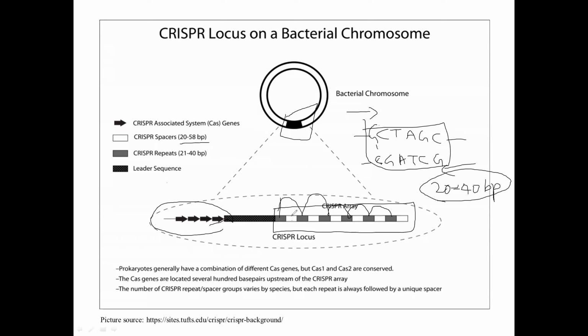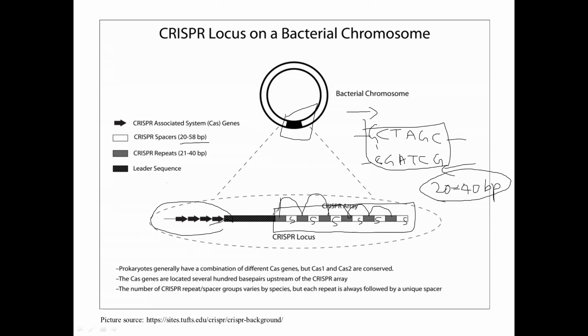And now these spacer sequences are all unique. That means the spacer here will be different from the spacer here, in sequence. Okay. They're all different in sequence. Every spacer is unique. But the repeat sequences are the same actually. The same sequences are repeated. Those are shown as the gray color boxes. So those are the repeats.